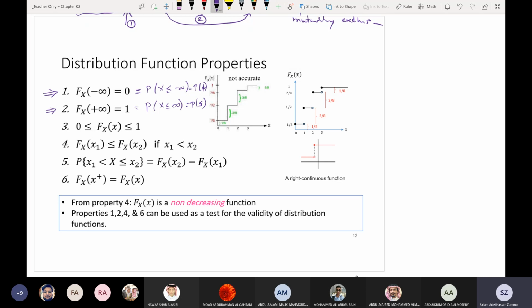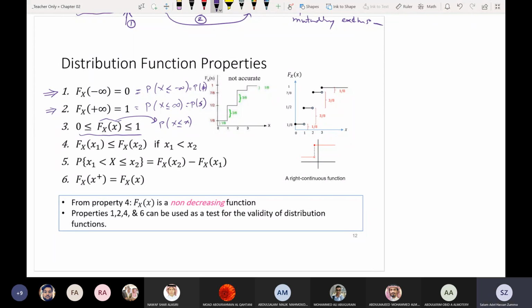Because of that, now I can establish the fact that F_X is always between 0 and 1. And we know that because this is equal to a probability function, right? And we know that the probability function is always bounded between 0 and 1. It cannot be larger than 1. It cannot be less than 0. This is always the case. Okay?